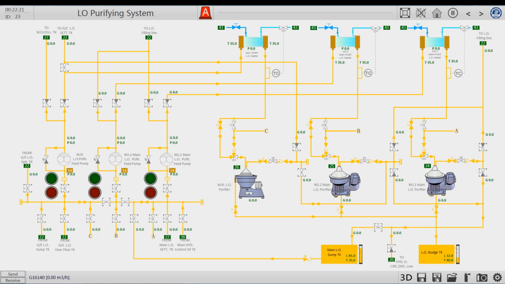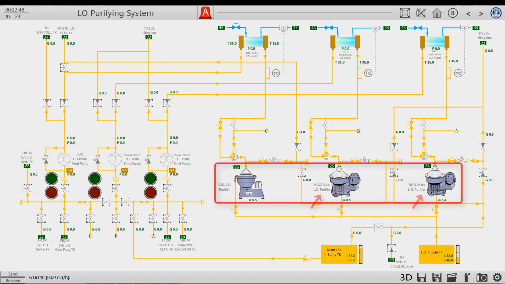Hello everyone. In this lesson, we will introduce the lubricating oil purifying system. The lubricating oil purifying system's main equipment includes 3 sets of oil pumps for the oil separators, 2 main engine lube oil pumps, and 1 auxiliary lubricating oil supply pump. There are also 3 lubricating oil separators: 2 main engine lubricating oil separators and 1 auxiliary lubricating oil separator.